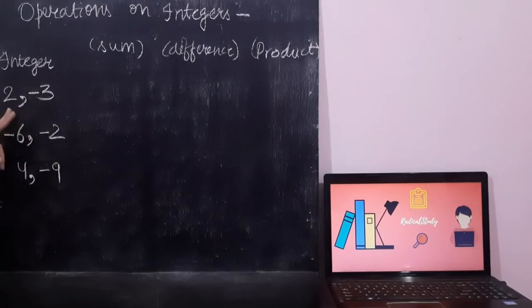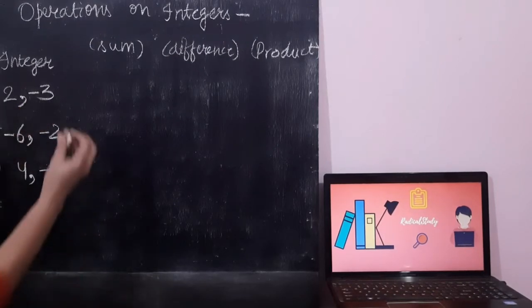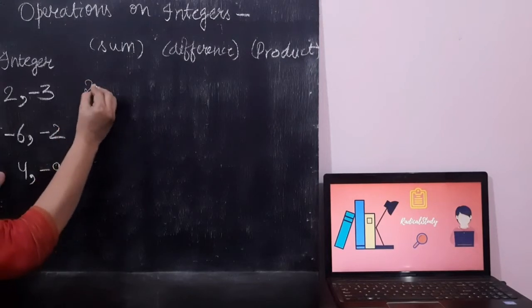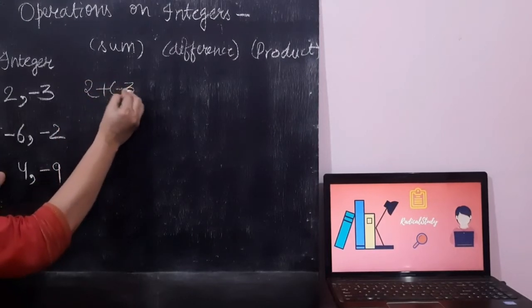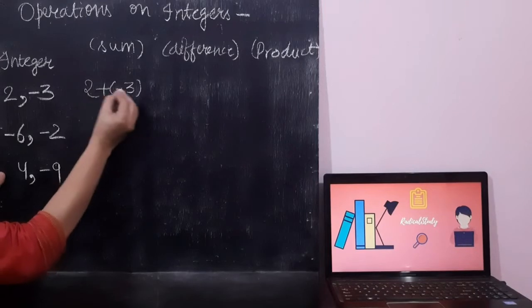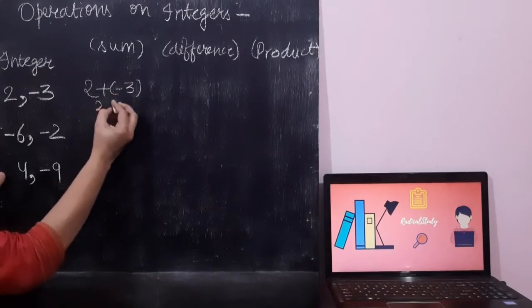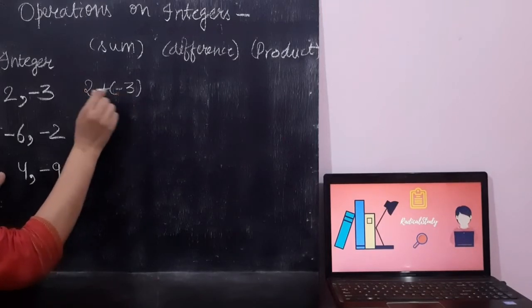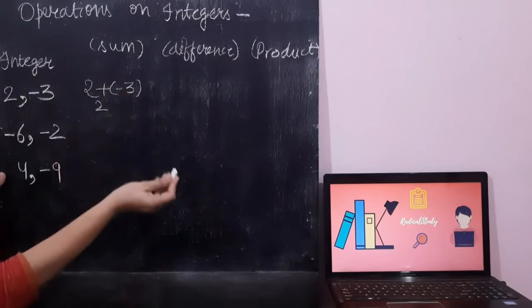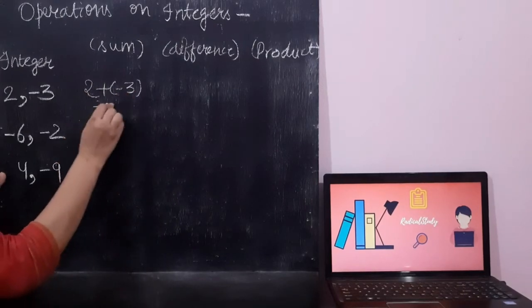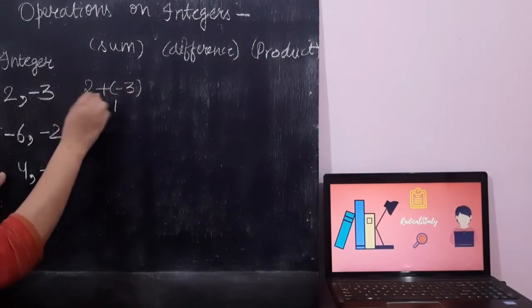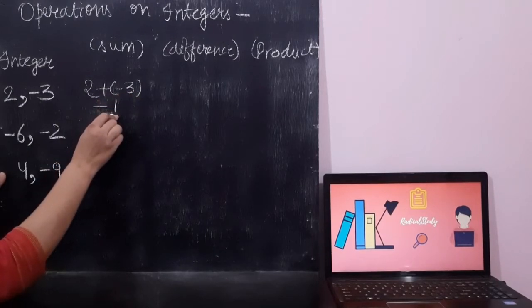One integer is positive, one is negative. If we want to take out the sum of these two integers, what will it be? 2 plus minus 3. One is positive, one is negative, that means we have to subtract. The answer will be minus 1, as 3 is greater than 2, so we give the sign of the greater number.